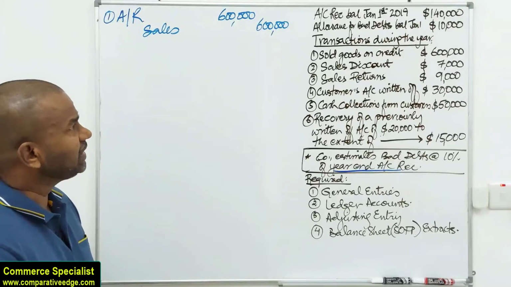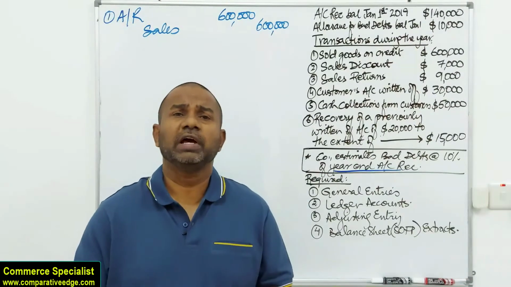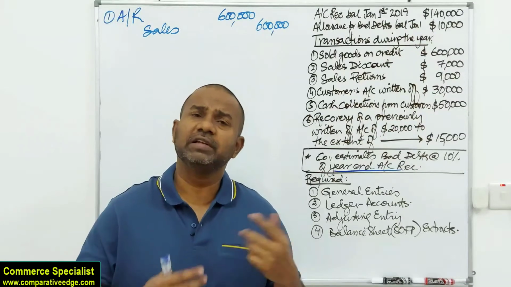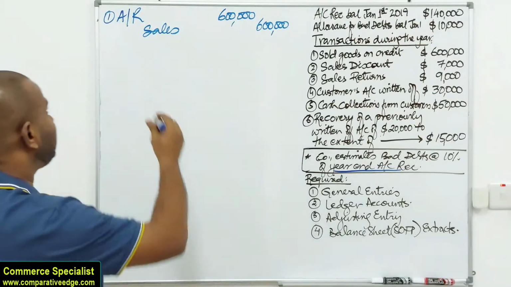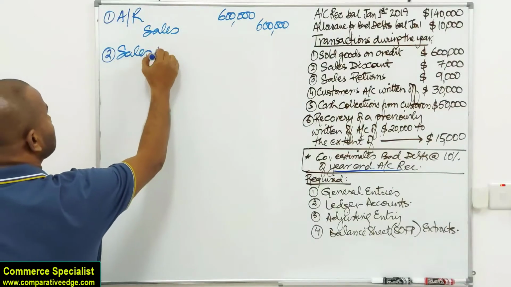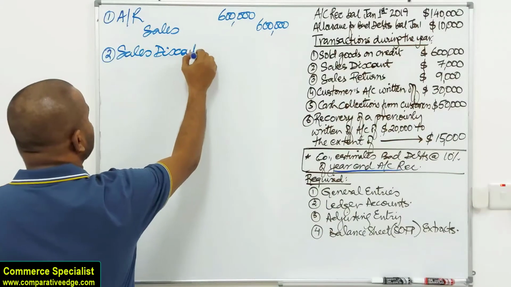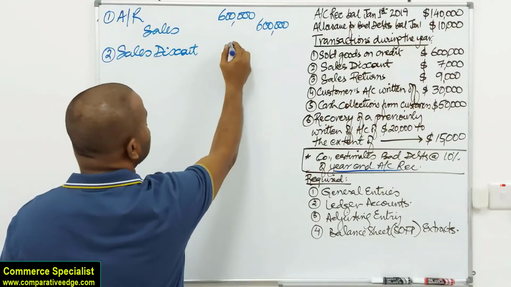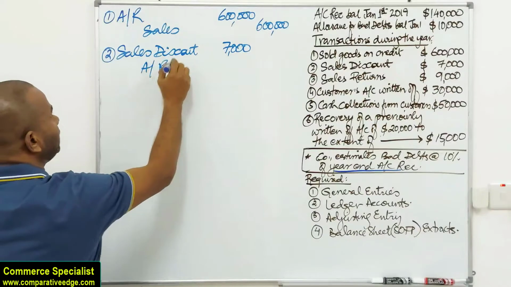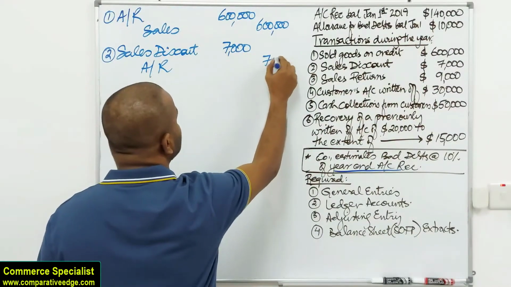Coming to the second one, sales discount. It is also known as discount allowed. When we give discount to the customers, you call it sales discount or discount allowed. The double entry is like this. You debit sales discount because it's an increase in expense. How much? 7,000. And you credit your account receivable, 7,000.